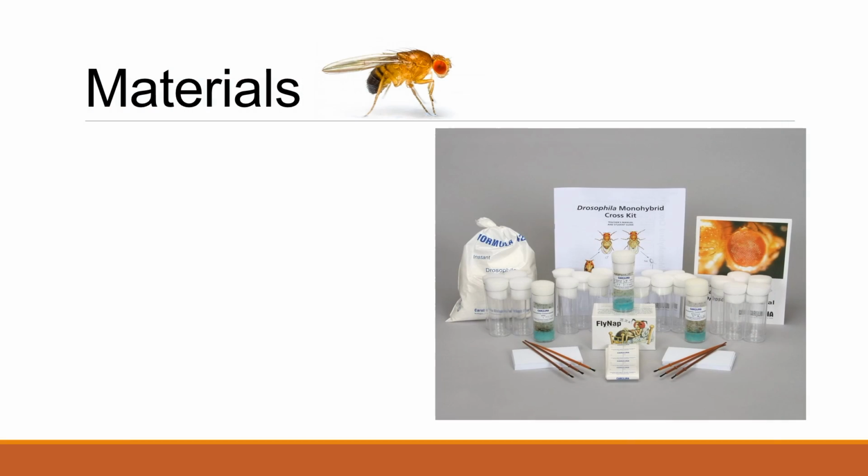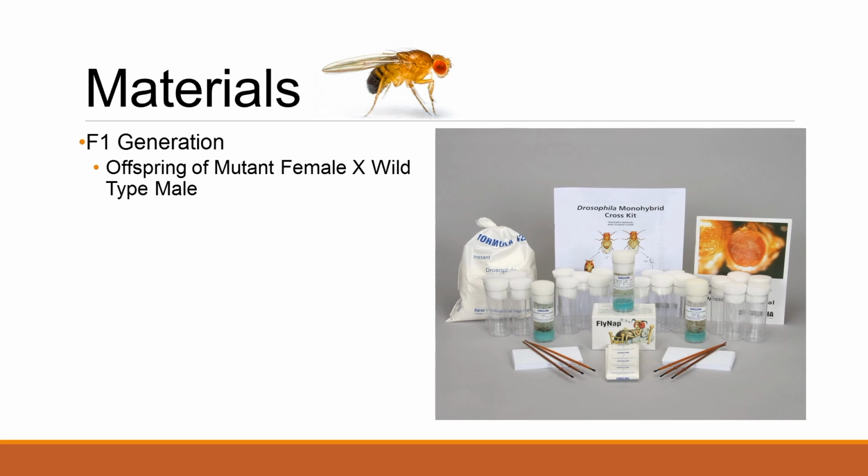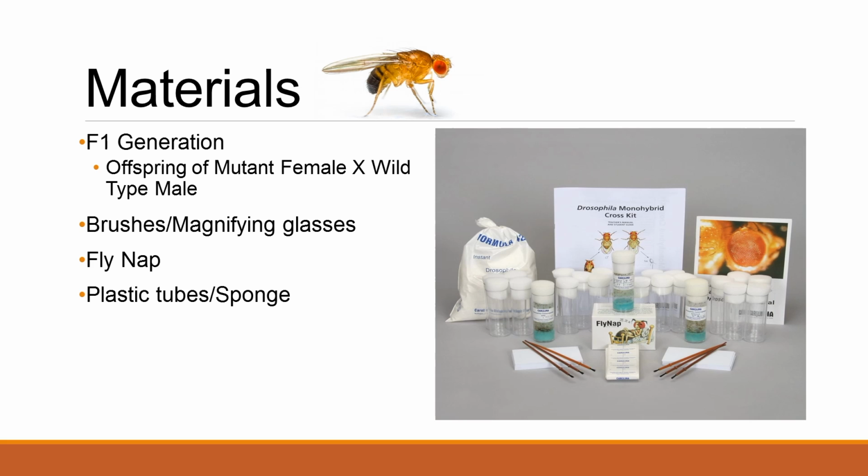The materials that are needed in order to conduct this experiment are the F1 generation, which was the offspring of the mutant female showing sepia eyes and the wild-type male showing red eyes. As you can see in the picture on your right, there are brushes and magnifying glasses which were used in order to separate and help identify the sex and phenotype of each fruit fly. Fly nap, which was used to safely put the flies to sleep in order for us to count them. Plastic tubes and sponges in order to create a controlled environment for the fruit flies to breed in. The fruit fly medium, which of course is the food needed for larvae and pupa to grow.